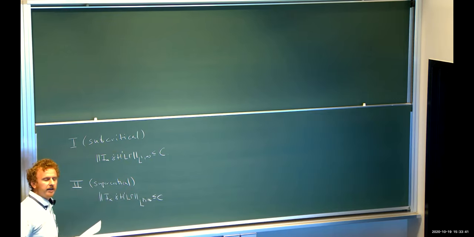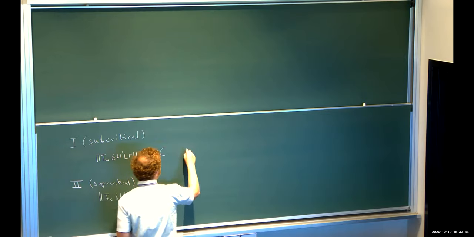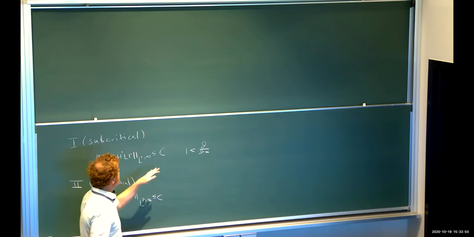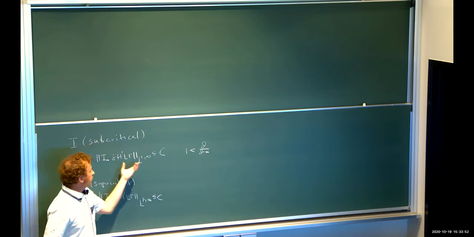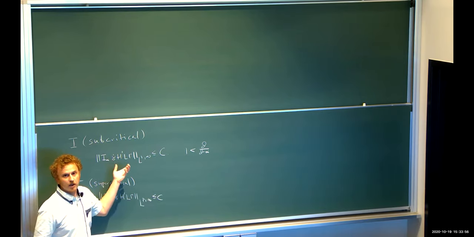And so I should clarify, why do I say subcritical? Why do I say supercritical? Subcritical is because 1 is less than d over d minus alpha. This is the exponent at which the LP norm or even weak LP norm of this will have the right scaling. It'll be linear.